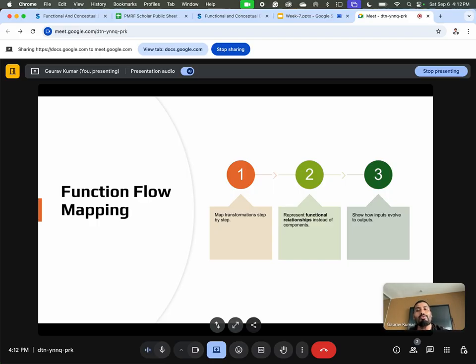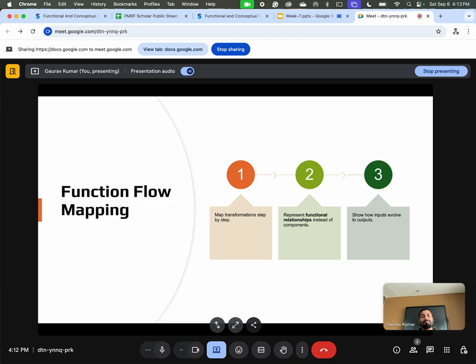So this mapping also makes the relationships between functions explicit. It helps to identify dependencies, redundancies, and even potential innovations. So when a flow is inefficient or overly complex, it often signals an opportunity to simplify, combine, or redesign functions in a more effective way.